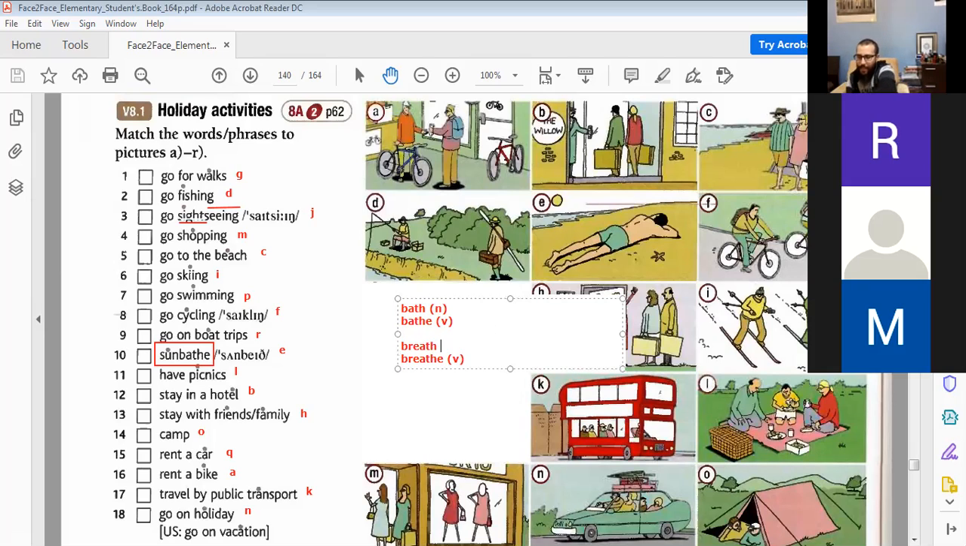So this E in the end, it changes the word from noun to verb and it also changes the pronunciation. Bath became bathe and breath became breathe. Okay, so bath, bathe, breath, breathe.